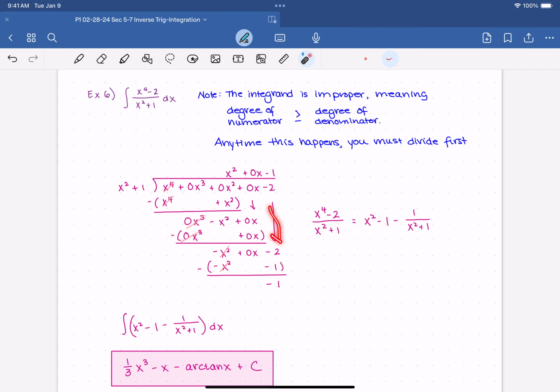And then you multiply, subtract, bring down. And do it again. What do you multiply by x squared to get negative x squared? Why, that would be a negative 1. And then you multiply, you subtract. And in this case, there's nothing left to bring down, so you know you're done. And this is your quotient, x squared minus 1. So that's where that came from. This is the remainder, minus 1 over the divisor. So there's that.